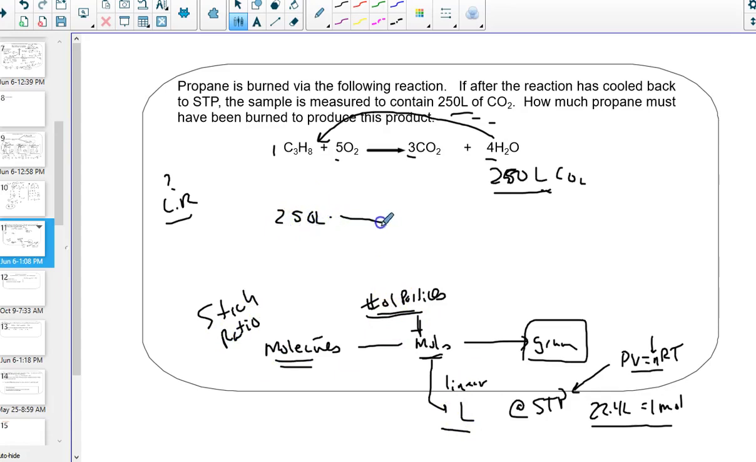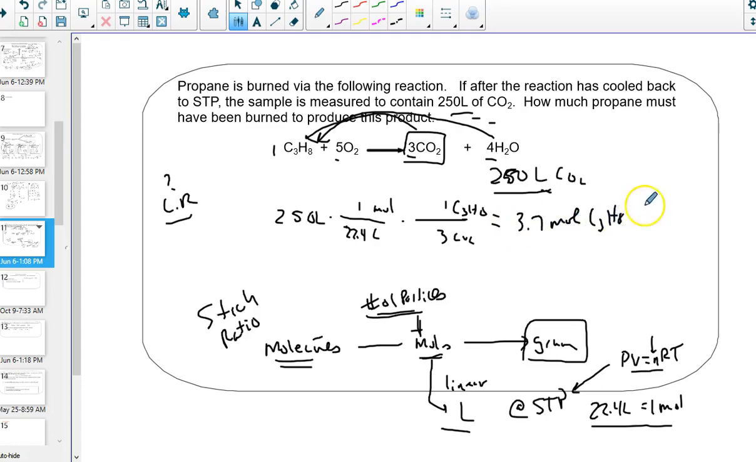But let's run this. 250 liters, get rid of liters and go to moles. 1 mole is 22.4 liters. This is going to be moles. For every... so I jumped on the wrong one. Alright, so it's 3 CO2s to 1 C3H8. Notice there's 3 carbons in here, and there's 3 carbons there. We're tracking carbons here. And grab your calculator. 250 divided by 22.4 divided by 3 is 3.7. Alright? 3.7 moles of C3H8.